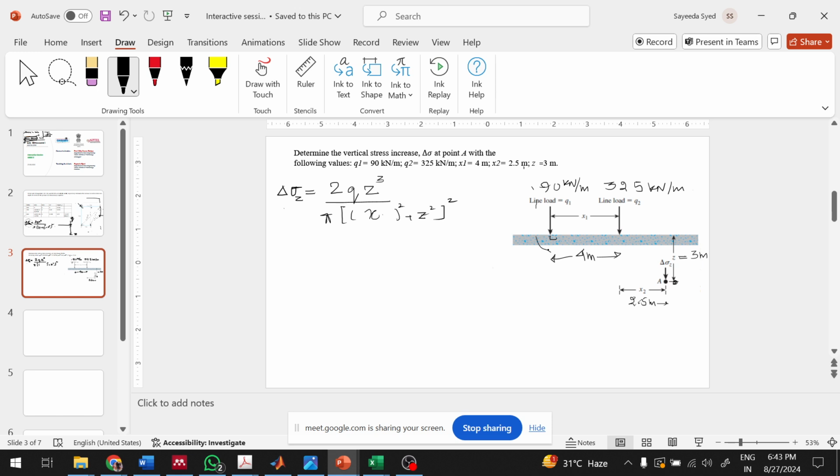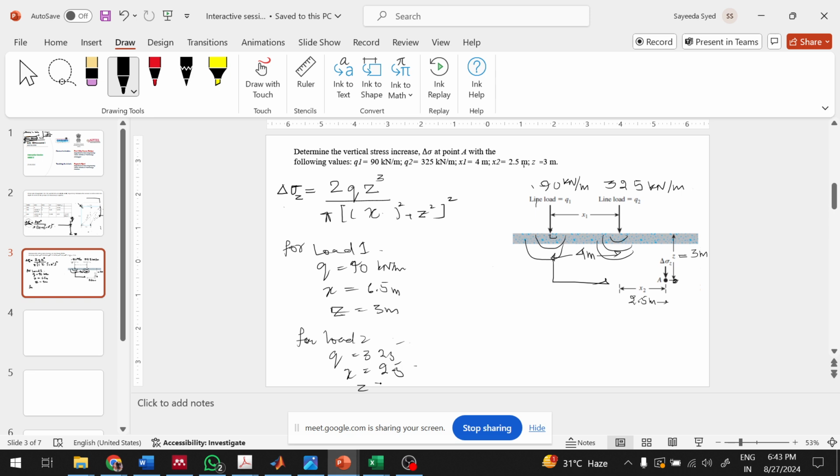So here we will have the effect due to load 1 and the effect due to load 2. For load 1, Q is 90, X is 4 plus 2.5, which is 6.5, and Z is 3 meter. For load 2, Q is 325, X is 2.5, and Z is 3 meter.